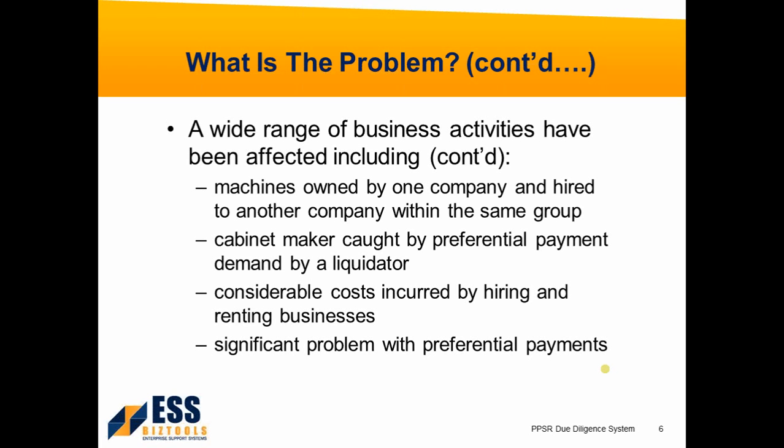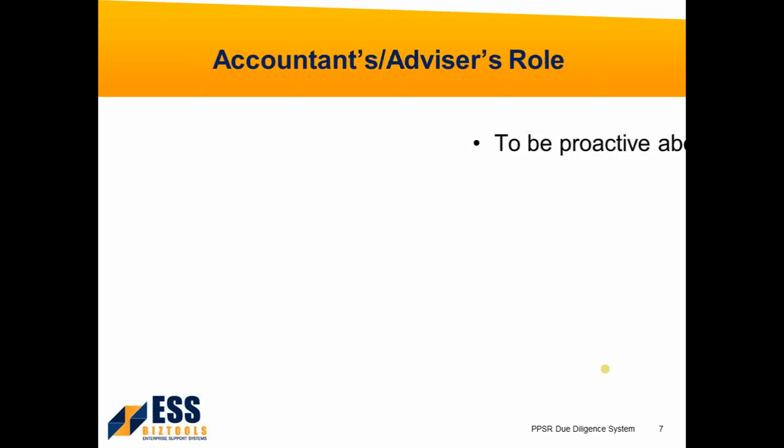There's been considerable costs incurred in the hiring and renting industries. I've heard reports of meetings of hiring associations where people have stood up and testified that they have lost $25,000 to $65,000, $70,000. None of those cases went to court, because obviously when the owner of the equipment got some legal advice, they soon realised that they should have registered, and because they hadn't registered, they had a problem. And obviously there's significant problems with preferential payments that I've already referred to.